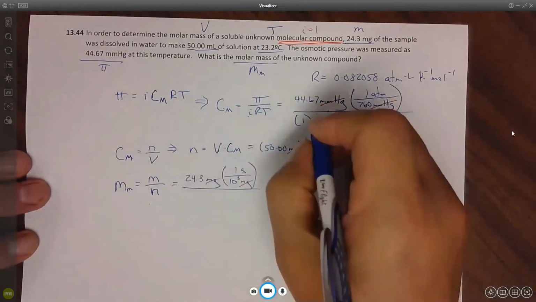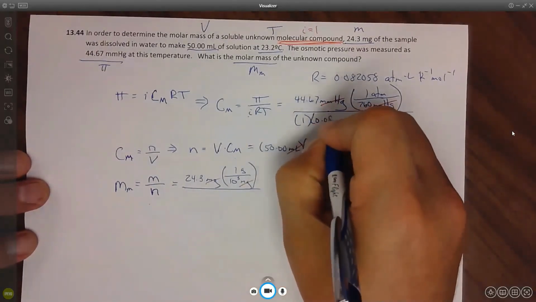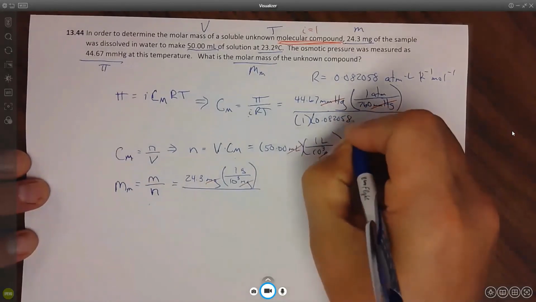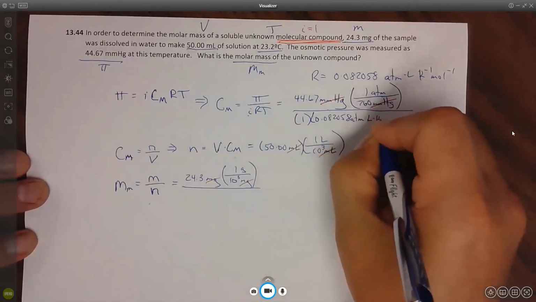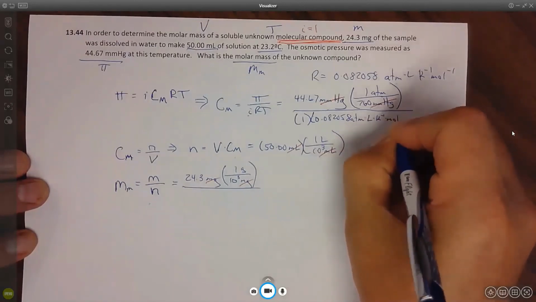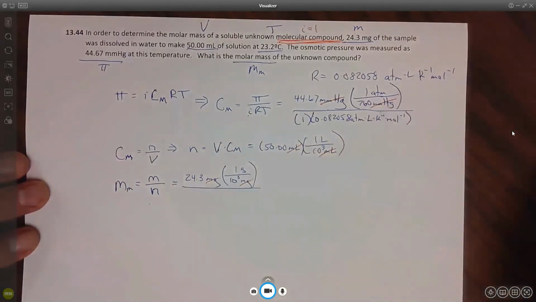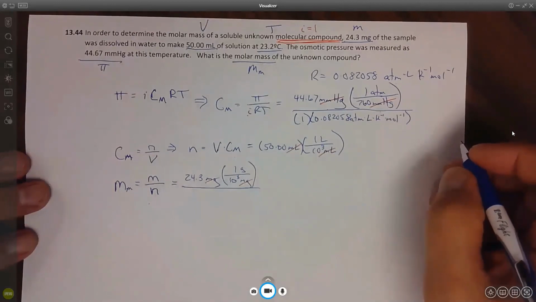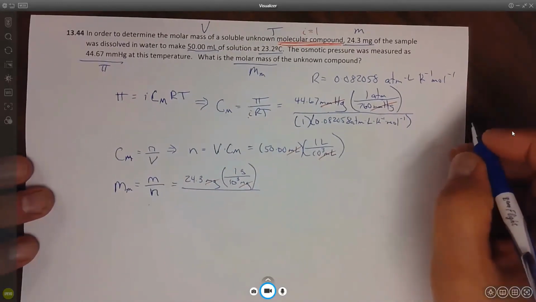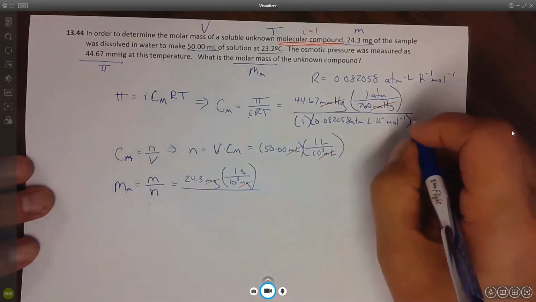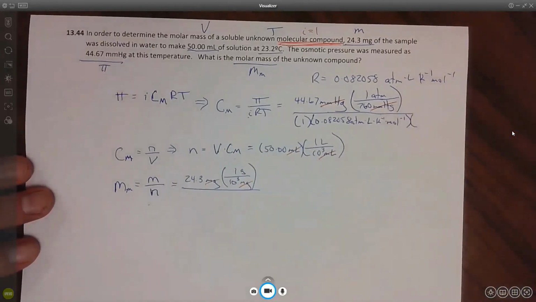Then we have R, which we already determined was 0.082058 atmosphere liter per Kelvin per mole. And then the temperature. Okay, Leah, what do I got to do with the temperature? You gotta change it to Kelvin. Right, and how do I do that?